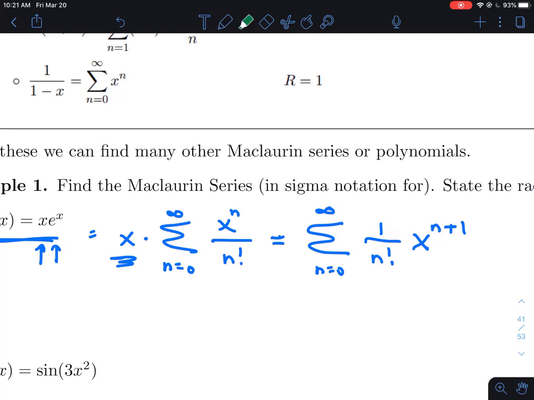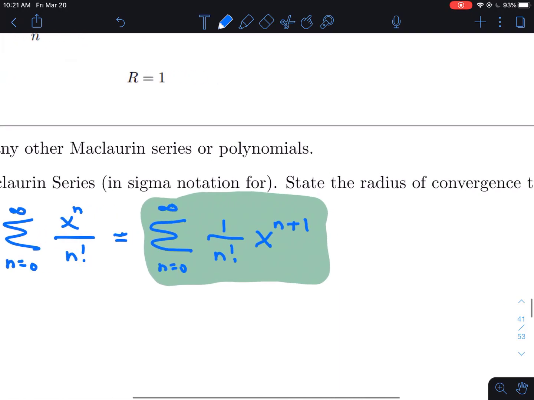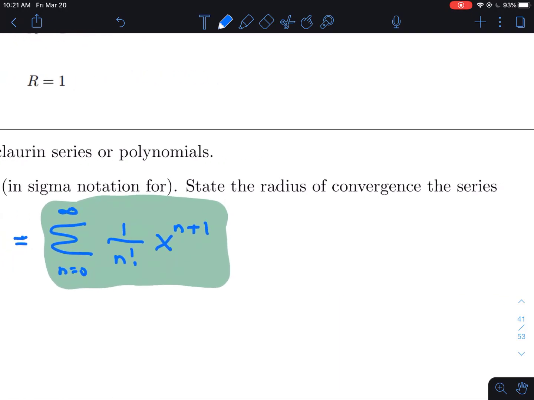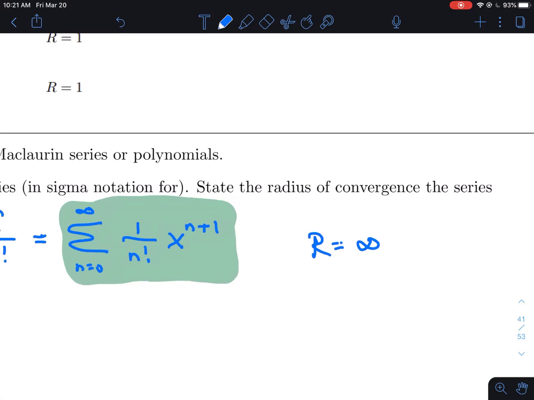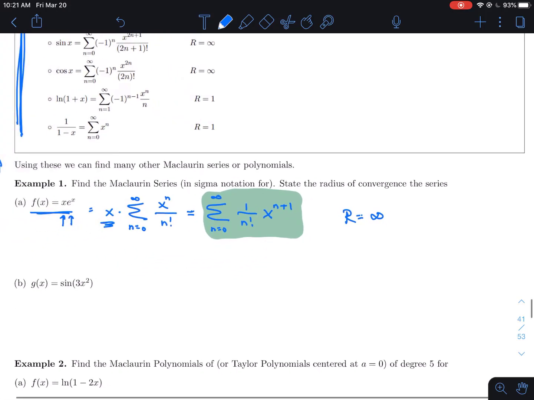So this right here would be the power series, or the Maclaurin series in this case, representation for x e to the x. And it asks to state the radius of convergence. Well, multiplying by x does not alter the radius of convergence. And so remember, for e to the x, the radius of convergence was infinity. So this will still have an infinite radius of convergence. All right, that's part A.